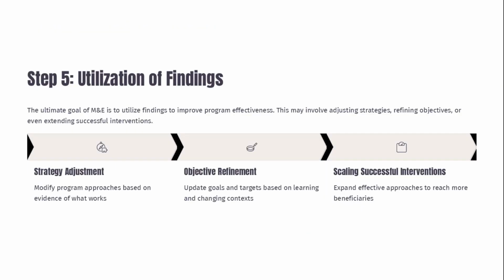The ultimate goal of M&E is to utilize findings to improve program effectiveness. This may involve adjusting strategies, refining objectives, or even extending successful interventions. Strategy adjustment modifies program approaches based on evidence of what works. Objective refinement updates goals and targets based on learning and changing contexts. Scaling successful interventions expands effective approaches to reach more beneficiaries.